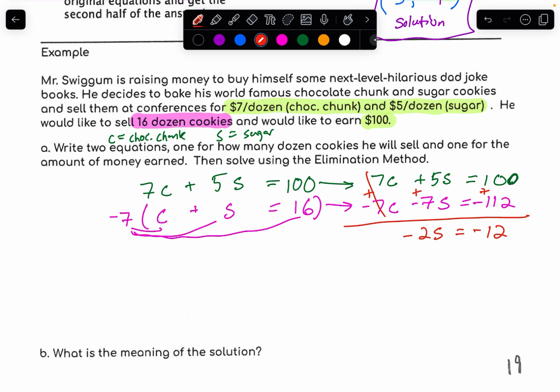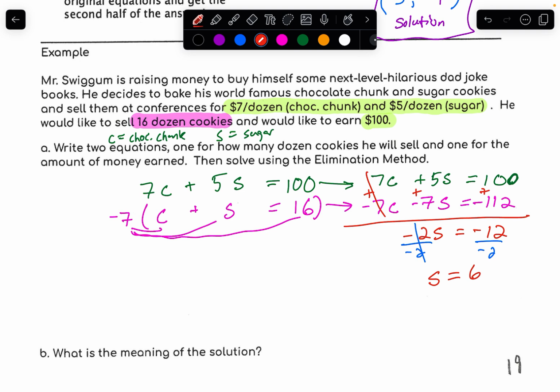So let's go ahead and divide both sides by negative 2. I think I've been making videos for too long here. I'm getting a little tongue-tied. So negative 12 divided by negative 2 is positive 6.